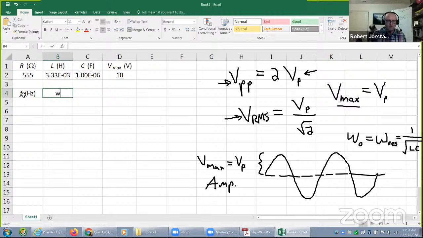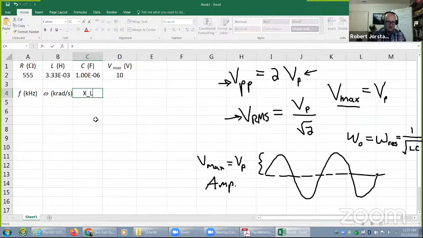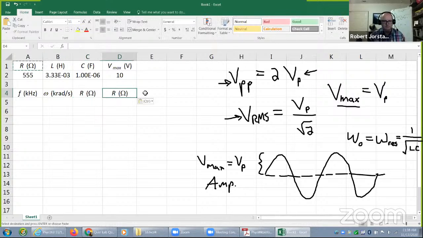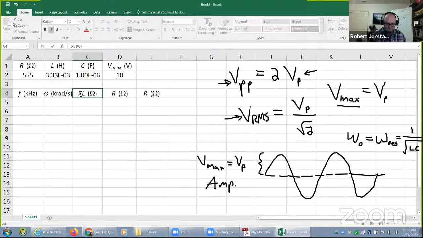Now we might need omega, which is in radians per second. And you know what I'm going to do? I'm actually going to do kilohertz and krad/s. So if I want omega, I'll just go into here, symbol, and then we'll do control I. Got it. There's my omega. Now, what are some things that we might plot? There's X subscript L, and I'm going to stop formatting now. We'll just do this right.